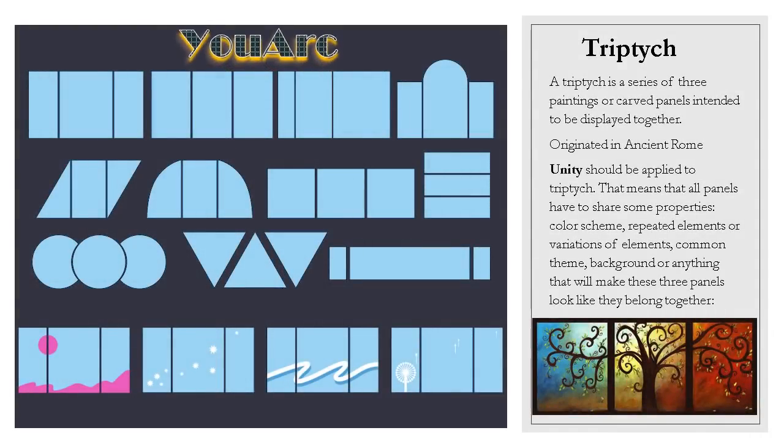So let's discuss triptych. It is a panel of three paintings or carved panels intended to display together. They are intended to display together, but they will be three panels. These originated in Rome. Unity should be applied to this painting because they have to follow the same properties so that they look alike or feel like they belong to each other. So they have to maintain a color scheme, repeated elements or variation of elements, common theme, background or anything like that, to make these three panels look like they belong to the same group.